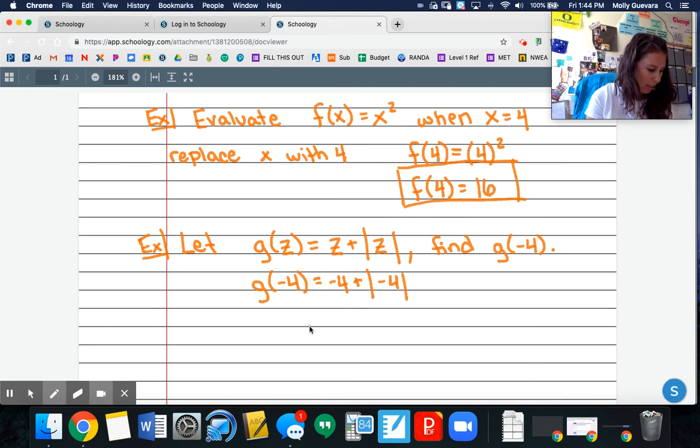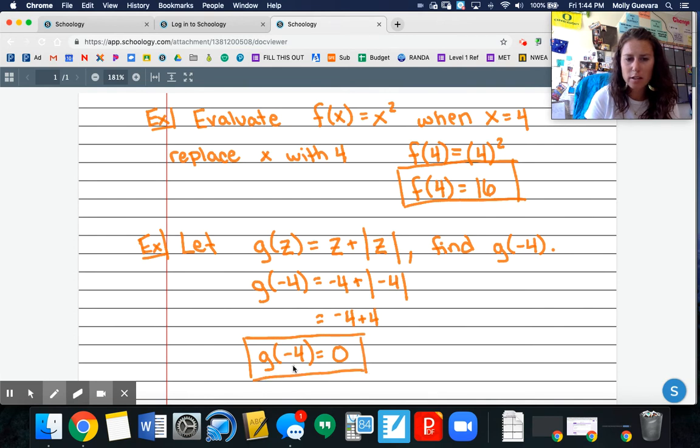Okay, and then I'm just going to simplify. So I have -4, and then the absolute value of -4 is 4, so this is -4 plus 4, which gets me 0. So g of -4 is 0. So what that means is, if I plug -4 into the g function, the function named g, I will get out 0. So hopefully that's all good.